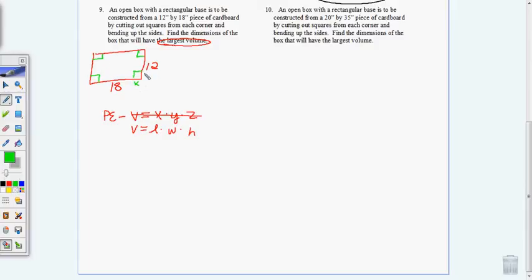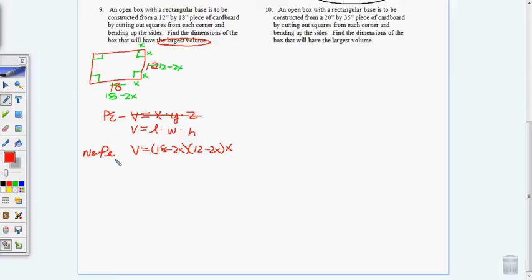Each of these squares have lengths of x. Okay, so we're fine. But now, this isn't 18 anymore. This is 18 minus 2x. And this turns out to be 12 minus 2x. So my new primary equation, my new PE, is going to be volume equals the length is 18 minus 2x, the width is 12 minus 2x, and when you fold it up, the height is just going to be x.